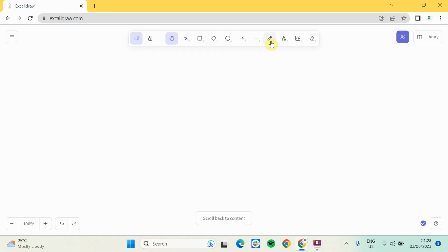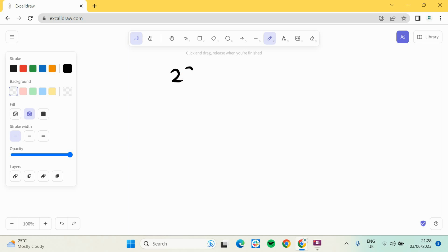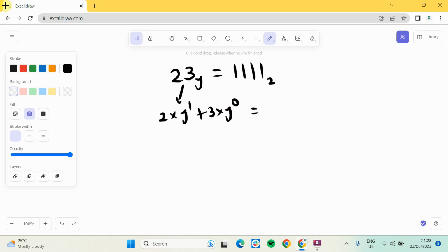So we have 23 base y is equal to 1111 base 2. Let me convert this to base 10. So this will be 2 times y plus 3 times y, and give it the power of 0 from right to left. And this will be 1 times 2 plus 1 times 2 plus 1 times 2 plus 1 times 2, giving it the power from 0 from right to left.